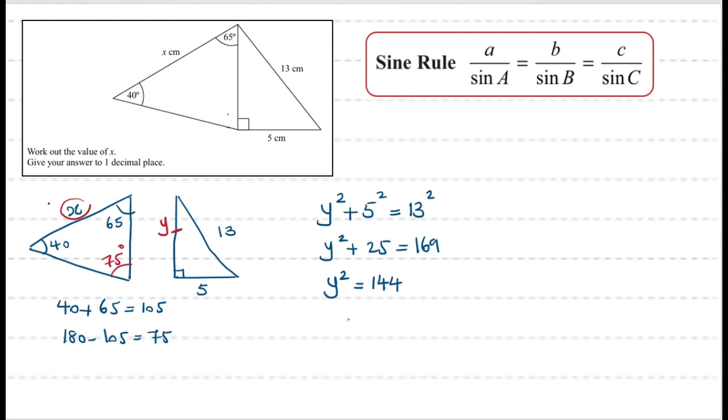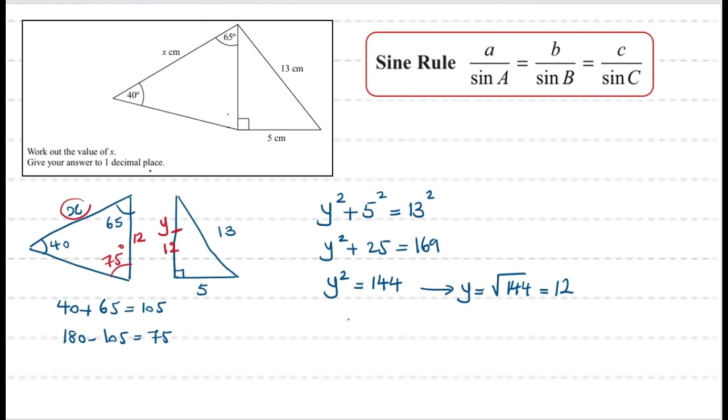Then to find y, we square root, so we get y equals square root of 144, and the answer is 12. So that means that the length of the side which is labeled as y is 12 centimeters. So we can write 12 here. So since the side is in common, then we can write 12 here as well.